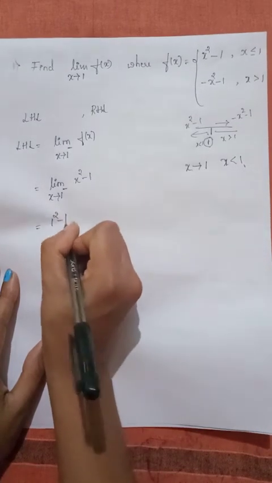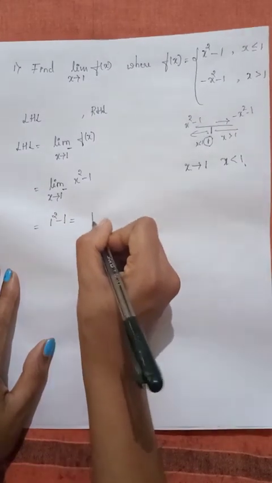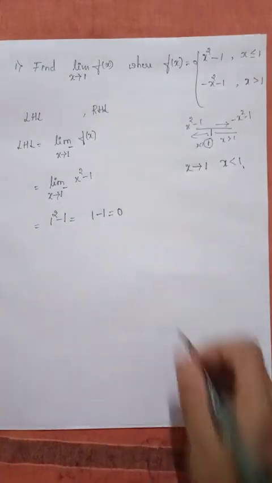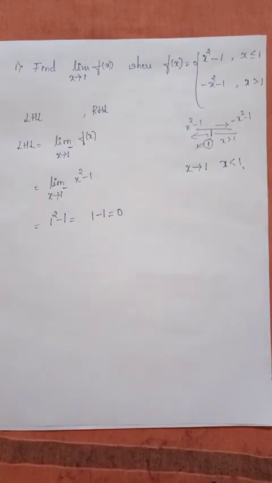So 1 square minus 1 is 1 minus 1, which is 0. So what is your left hand limit? Your left hand limit is 0. Okay, so what did you get for the left hand limit? The left hand limit is 0.